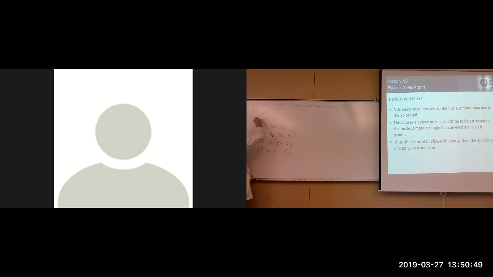Well, you fill this one first, that one second, third, fourth. Then you're going from 3P to 4S. Then we'll go back to 3D, 4P, 5S. So on that diagonal, you're filling all those. And that's what that color thing shows you.